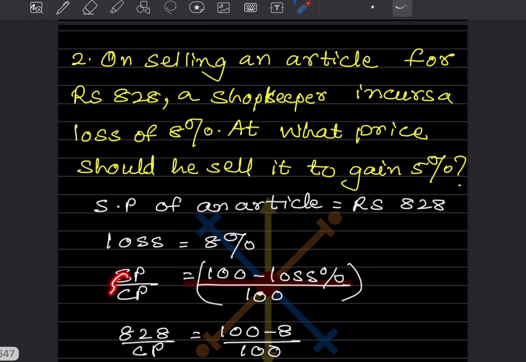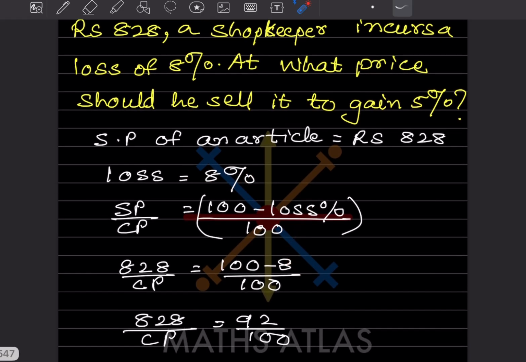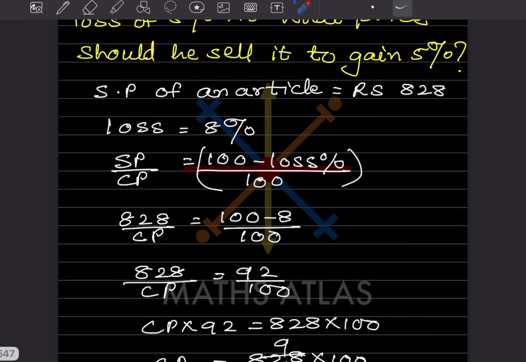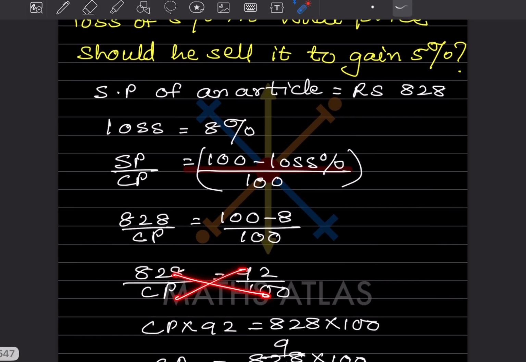Now the selling price is given as 828 here. We don't know the cost price. So this will be 100 minus the loss percentage, which is given as 8, so you write 8 in place of the loss percentage, divided by 100. This will be 92 divided by 100. So you can cross multiply here. That will be CP into 92 equals 828 into 100.